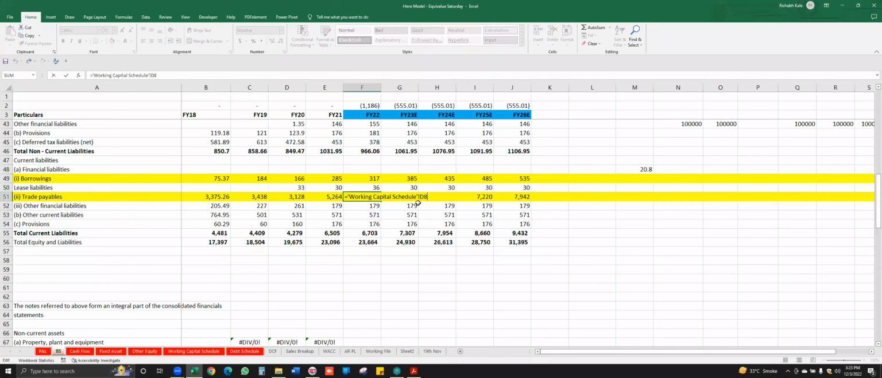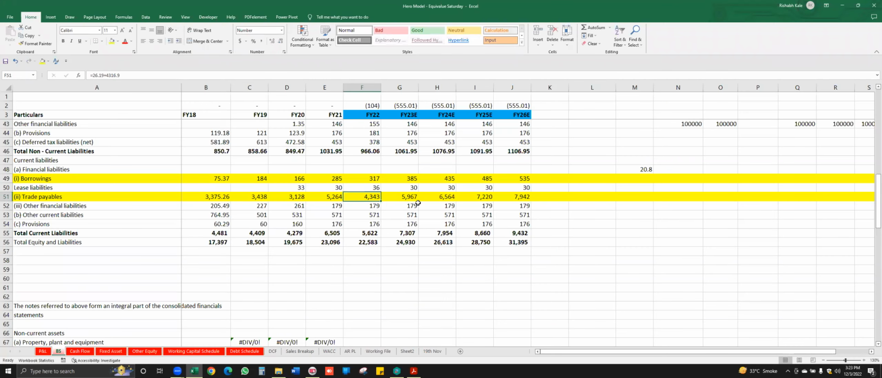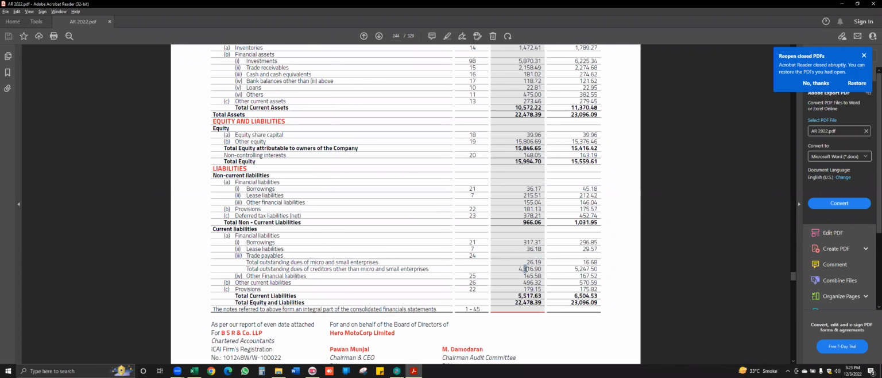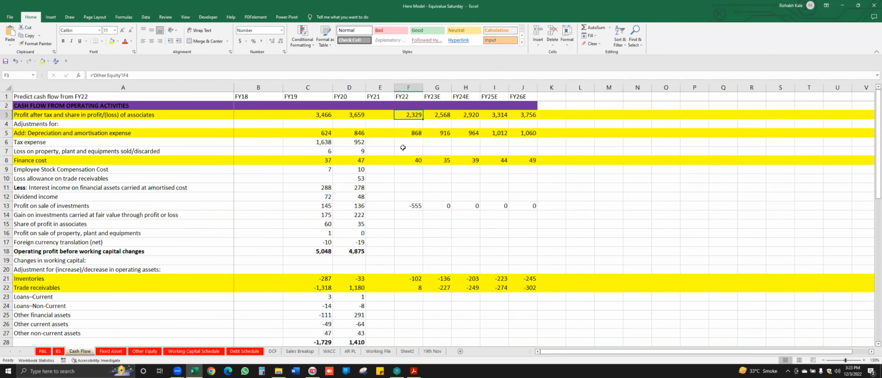Now see, trade payables, I have linked everything. Okay, over here. You also make sure you link this 26.19 plus 4316.9. This is the total of these two. The trade payables, there's a total of these two. So carefully do it. Once you do it, all tally. Now see, balance sheet is tallying. Same way you can do it for cash flows as well.